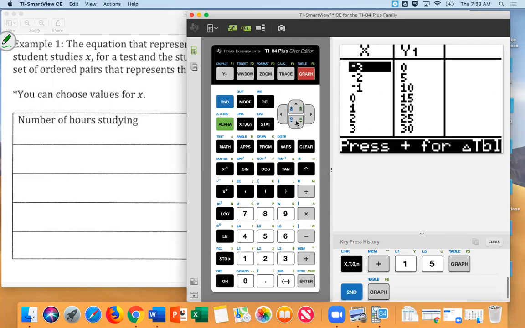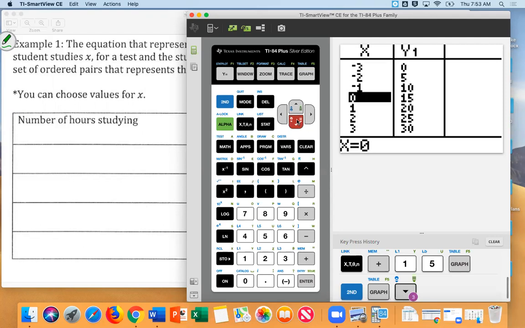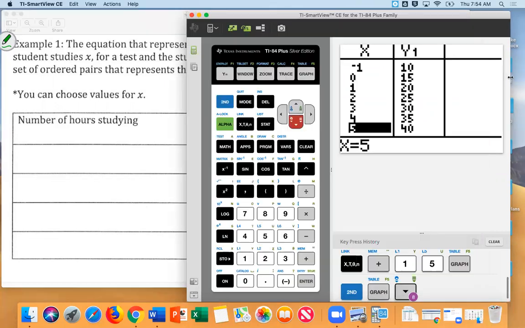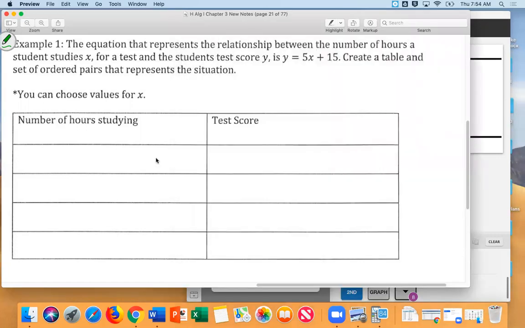Now, since we're talking about test scores and time, we're not going to be looking at the negative aspect of it. I'm just going to be looking at the positive. And if you look at this, this is my table. Now, let's see how this corresponds to this. So push the blue button and then graph in the upper right. Okay. So now how does this correspond to this?